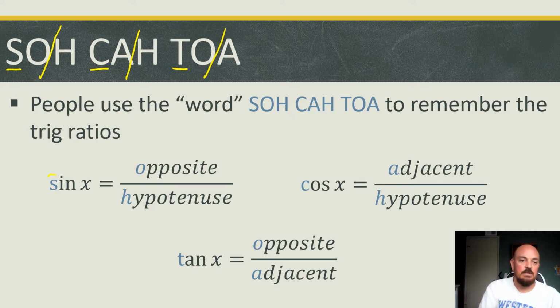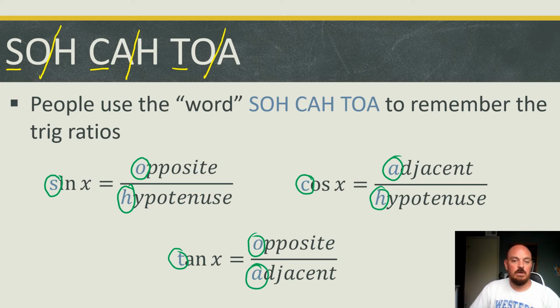So you have S-O-H, C-A-H, T-O-A. SOHCAHTOA. Sine equals opposite over hypotenuse. Cosine equals adjacent over hypotenuse. Tangent equals opposite over adjacent.